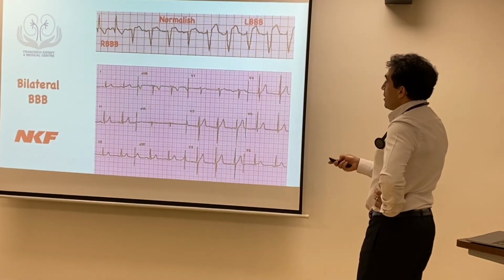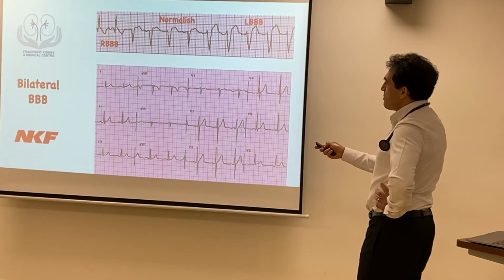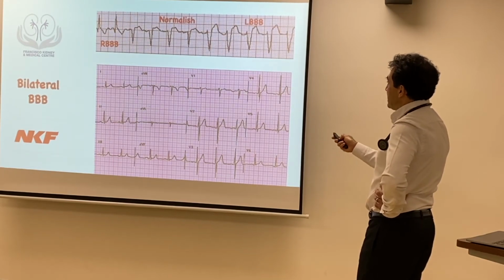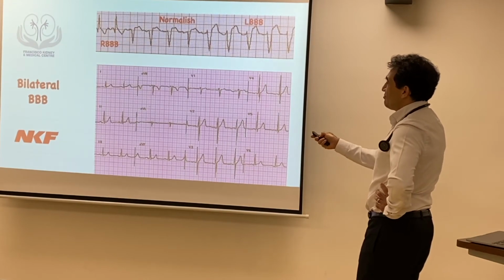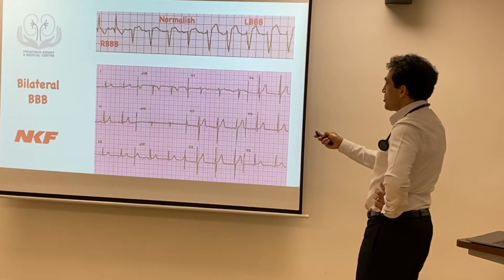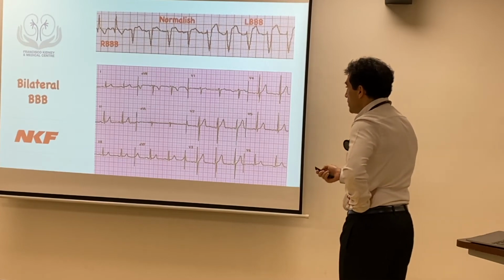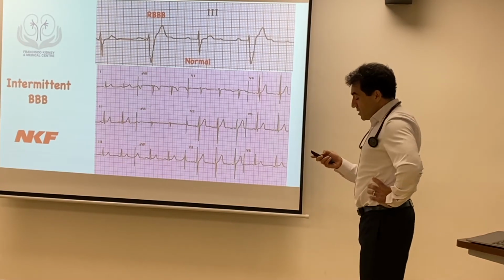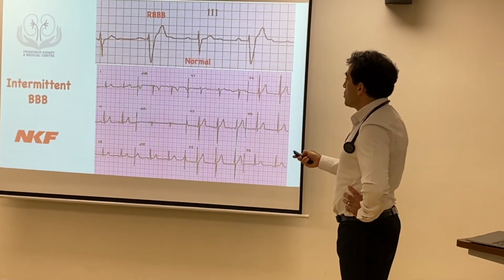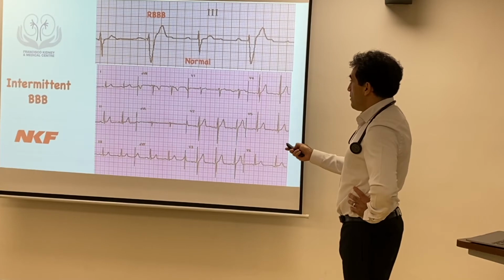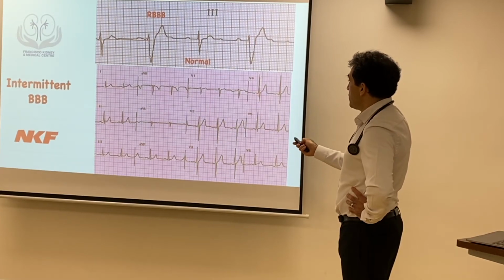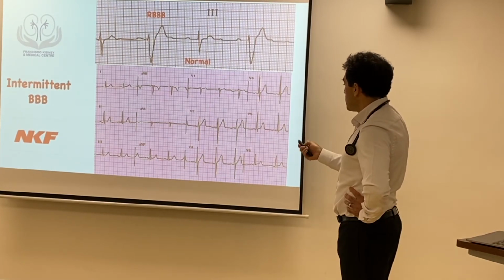This is bilateral. Sometimes this one resembles a right bundle branch block, and this one resembles a left bundle branch block, and this one is a little bit normal or subnormal, yeah? This is intermittent bundle branch block. Suddenly there is a nice one, and then suddenly there is one that looks like bundle branch block, then another one, and another one.